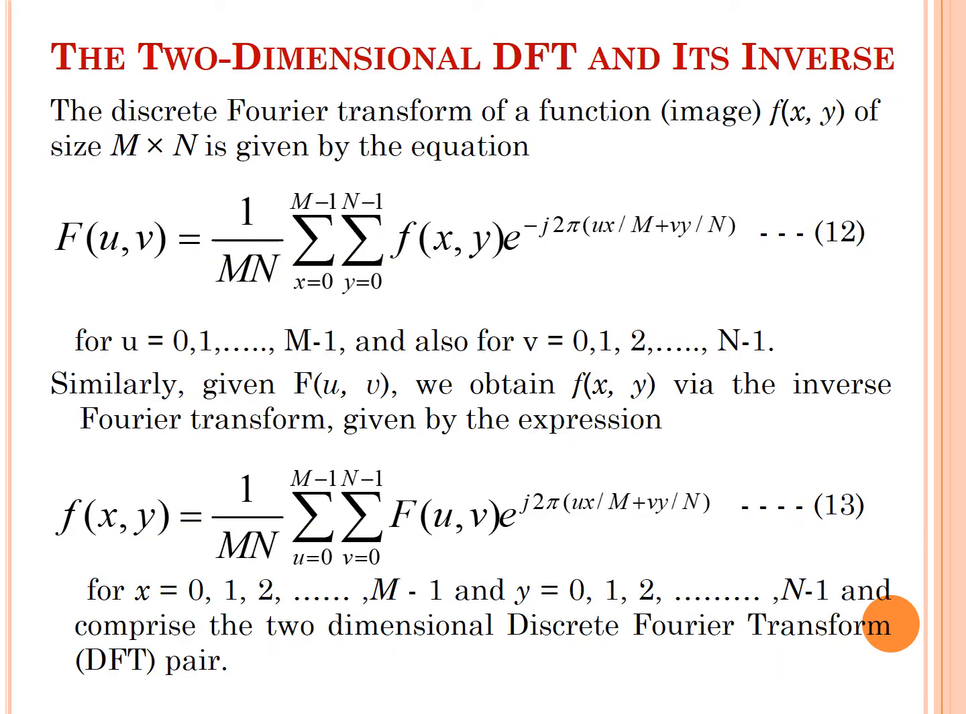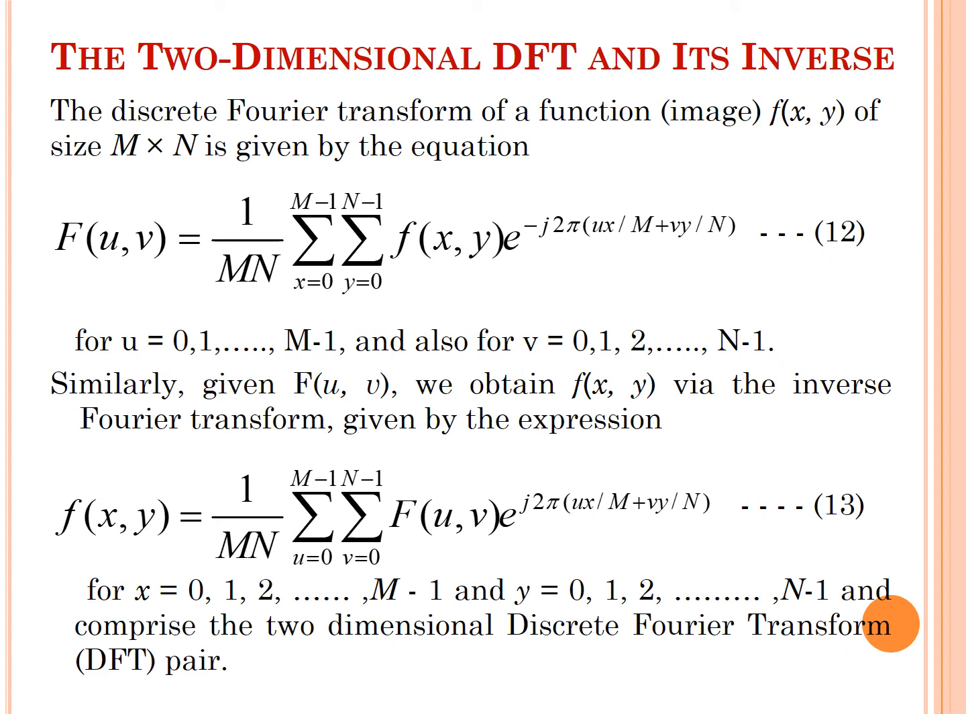The two-dimensional DFT and its inverse. The discrete Fourier transform of a function or image f of x y of size M by N is given by the equation F of u v is equal to 1 upon M N summation x equal to 0 to M minus 1, summation y equal to 0 to N minus 1 f of x y e raised to minus j 2 pi (ux upon M plus vy upon N) for u equal to 0 to M minus 1 and also for v equal to 0 to N minus 1.